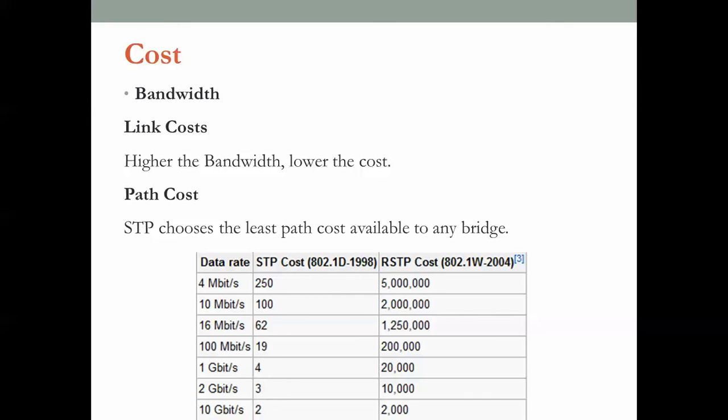Then let's come to path cost. Path cost is nothing but the addition of individual link costs leading up to a router. Suppose you have to calculate the path cost to your fourth router from the root bridge. Then path cost is nothing but the addition of individual links leading up to the fourth router. So suppose your fourth router has, say, 3 links in between, 3 1 gig links in between. The path cost to reach the fourth router will be 4 times 3, that is 12.